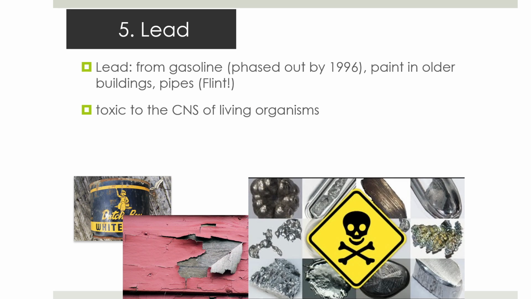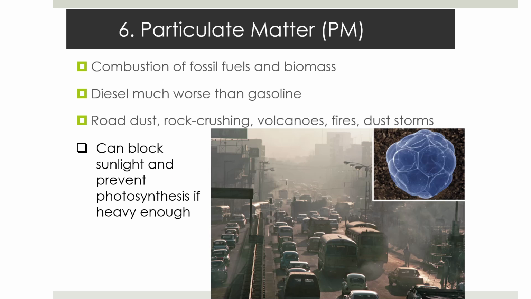Then we are on the L. Remember, lead is one of those toxic metals, but lead used to be in gasoline. It was phased out by 1996. It also used to be used in paint in older buildings, and it used to be used in pipes. You've probably heard of the Flint, Michigan lead crisis. It's toxic to the central nervous system, so that's why it's so important that we don't have lead and other toxic metals introduced into our bodies.